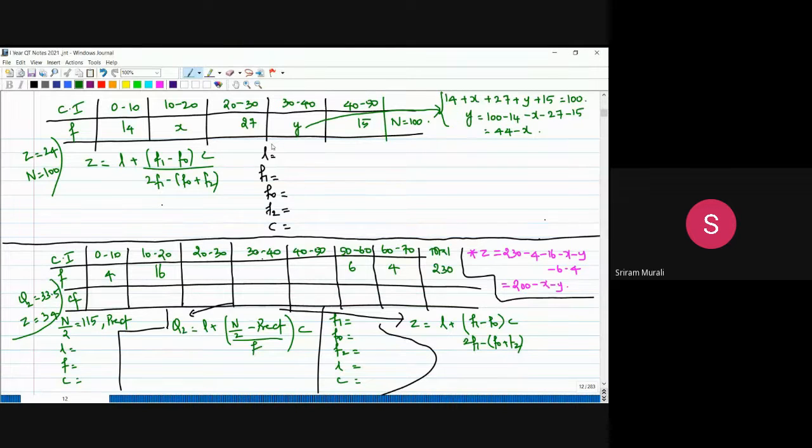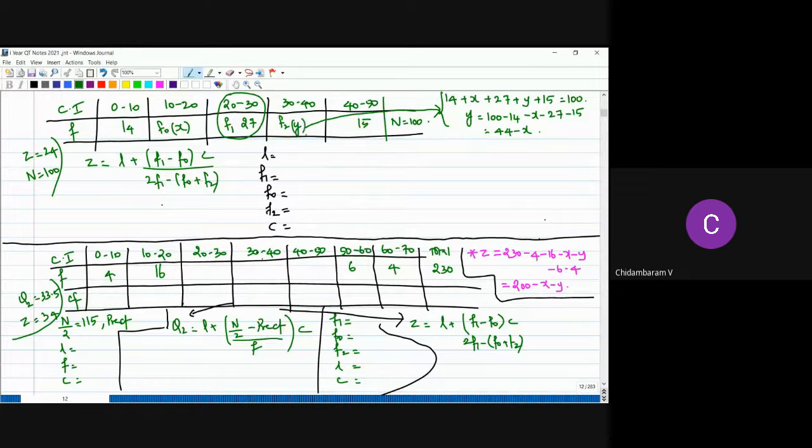Now you substitute this. Before substituting, what is the mode? The mode is 24, as per the given. If the mode is 24, in which class interval does it lie? Mode 24 lies in this class interval, because 24 falls between 20 and 30. So this is the modal class. Therefore, this is my F1, this is my F2, and this is my F0. Do you agree?